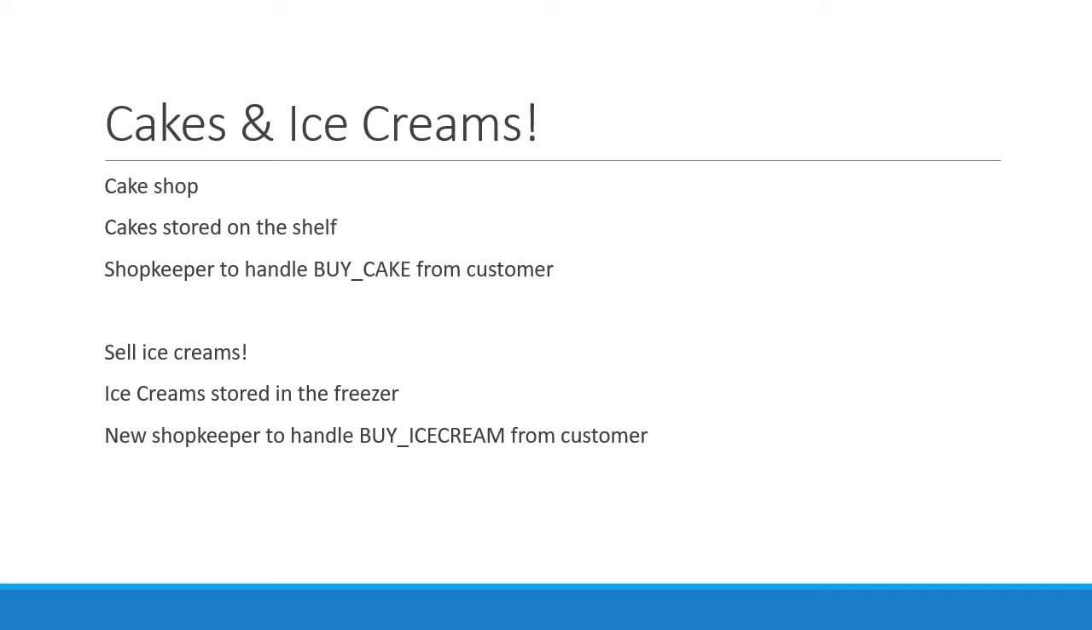If something goes wrong as well, it is also easier for me to catch hold of that particular shopkeeper and learn about what happened. Alright, now that we understand the scenario, in the next video, let's see how to implement this in our JavaScript application.